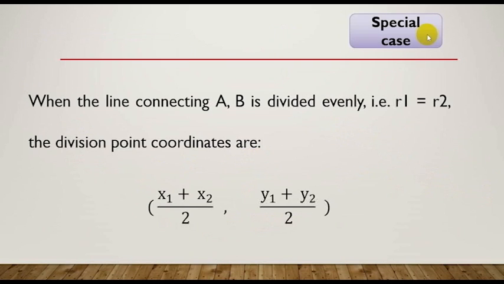Okay. Special case: when the line connecting AB is divided equally, R1 equals R2, there's the ratio.